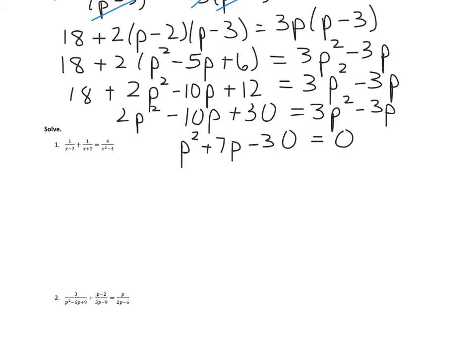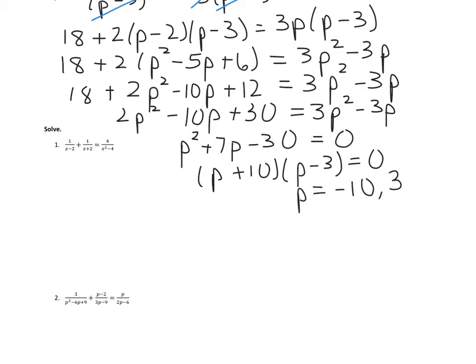Are there two numbers that multiply to negative 30 and add up to 7? Multiply to negative 30 and add up to positive 7. Good, 3 and 10. Excuse me, negative 3 and 10. So our solutions are negative 10 and 3. But what's wrong with 3? It makes the denominator 0. So we'll have to throw it out. And we would always see that once we check our work.